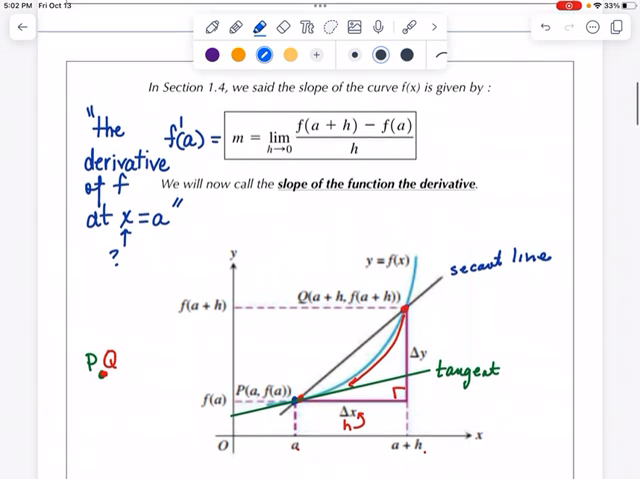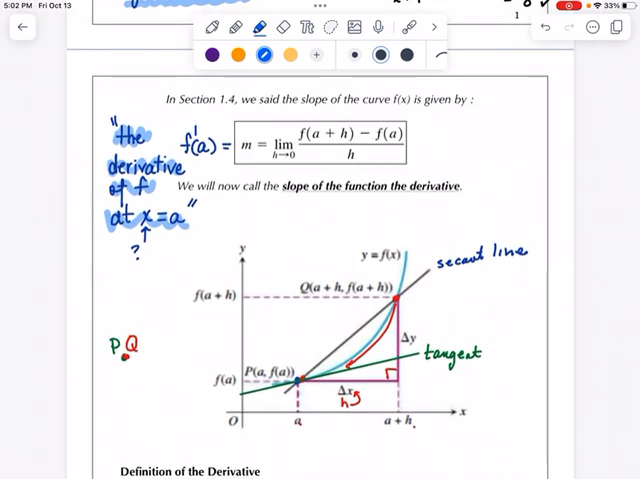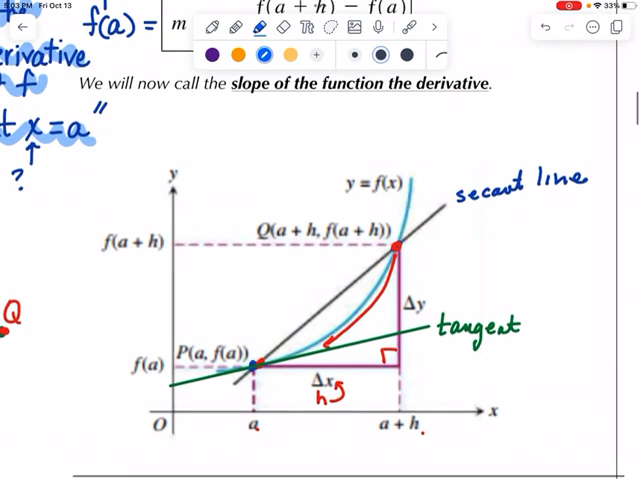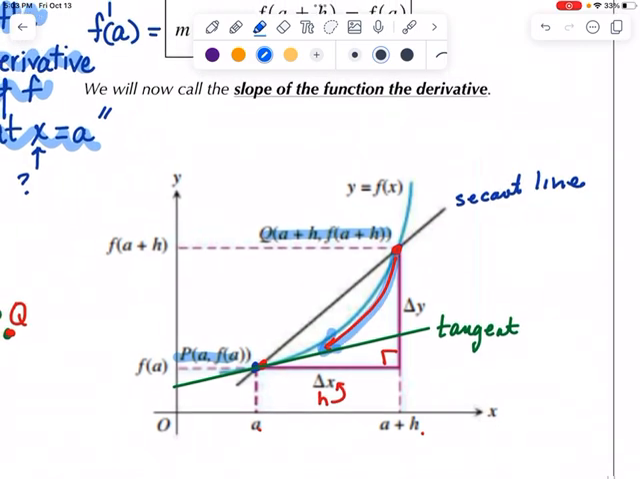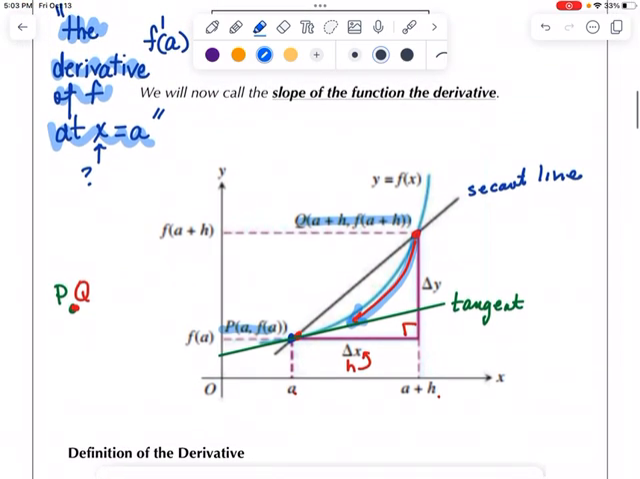So we have then f prime of a, the derivative of f at x equal to a. It looks like this. Now we're actually calling it f prime of a in this chapter, whereas in the last chapter, in 1.4, we said the slope of the curve is given by that limit. And when you come down to the graph, you can see we have our 2 points P and Q. What we're doing is driving point Q down so it's right on top of point P.